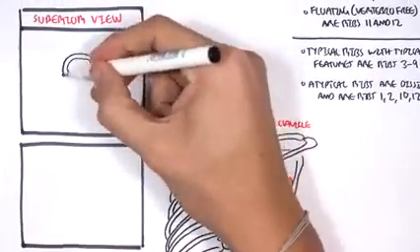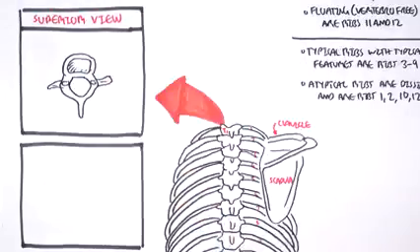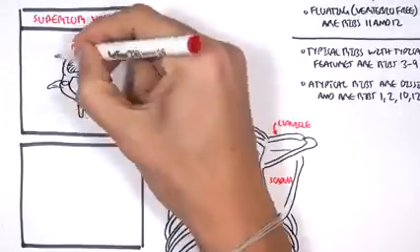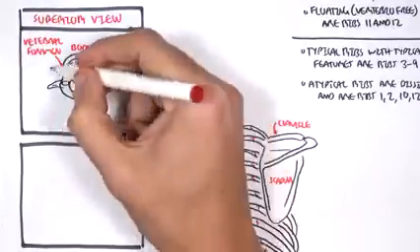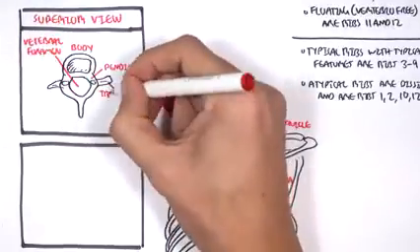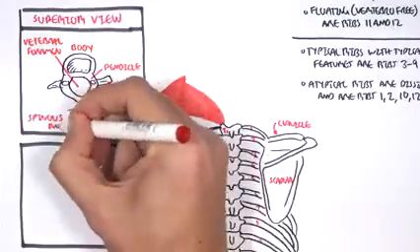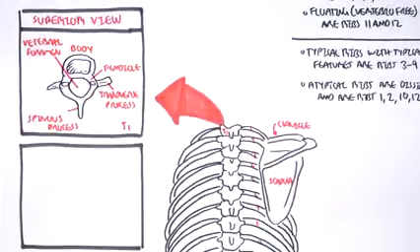This is T1, and here is the body. The vertebral foramen is where the spinal cord goes through. The pedicle, we have the transverse process, and then we have the spinous process, which we can actually feel when we palpate along the spine.